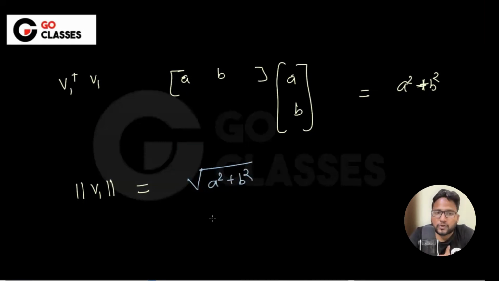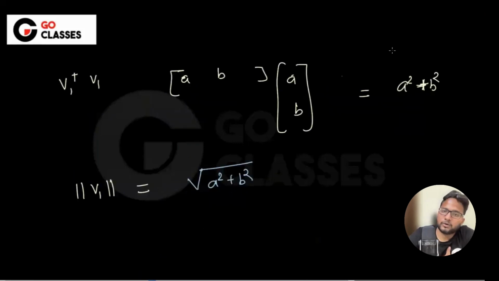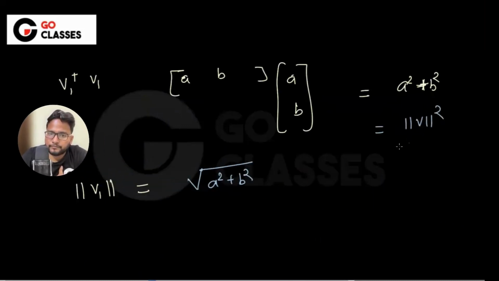Okay. So this is the square root. This is norm square. This is just norm. Okay. So you can say this particular value is nothing but norm square, right? Okay. So this is by the way called norm. We will see this in the calculus probably. This is called the norm of a vector.